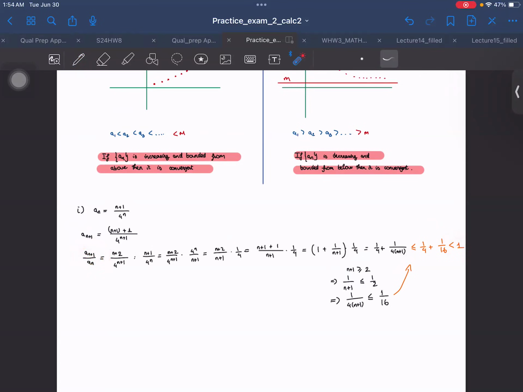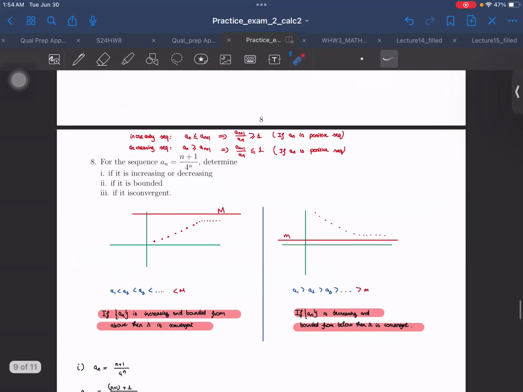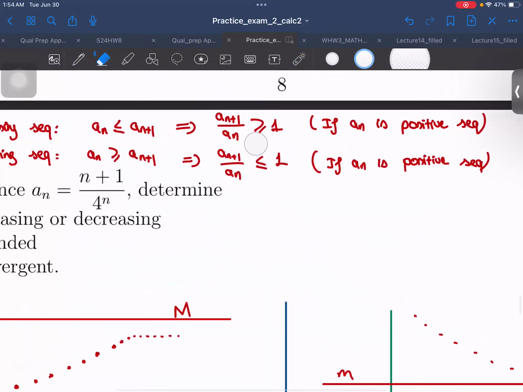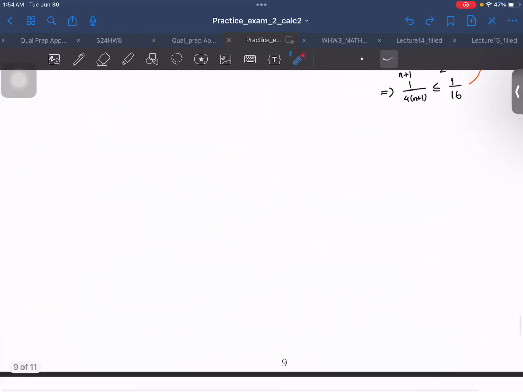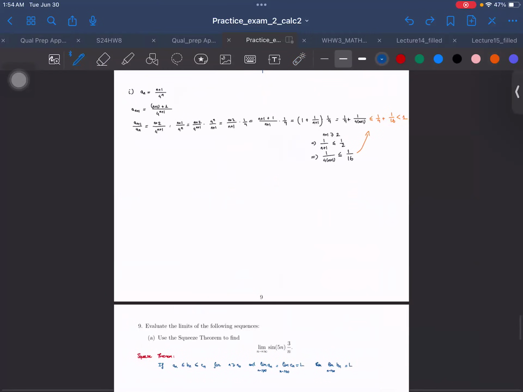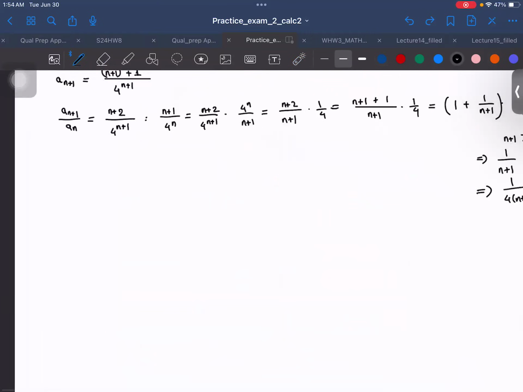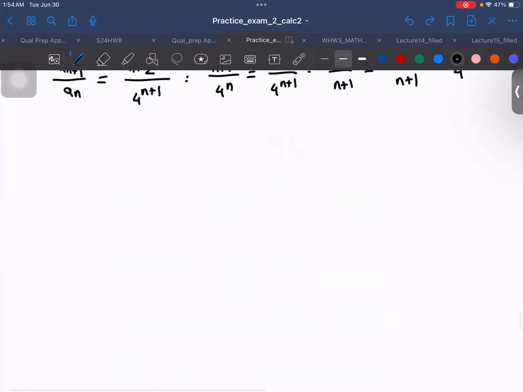Therefore, since the quotient between two consecutive numbers is less than 1, we have a decreasing sequence.